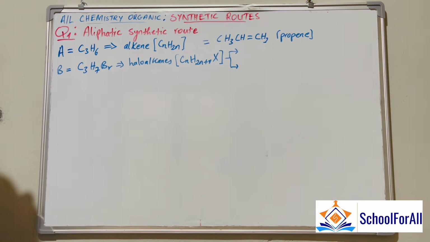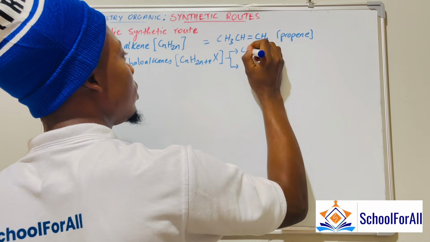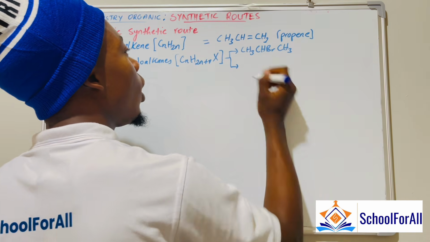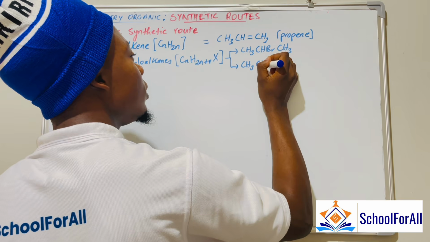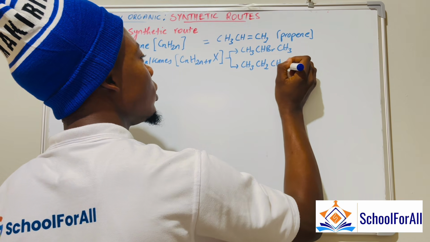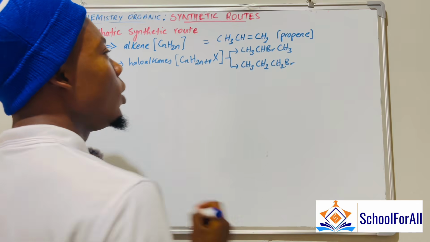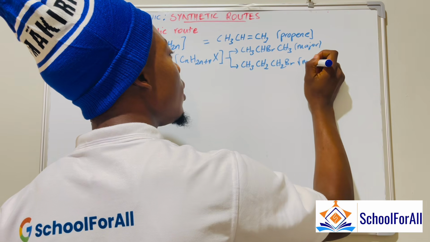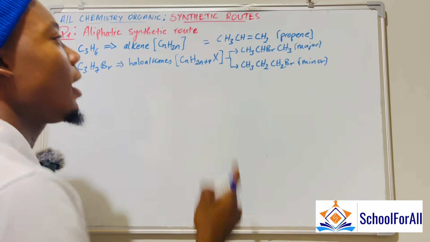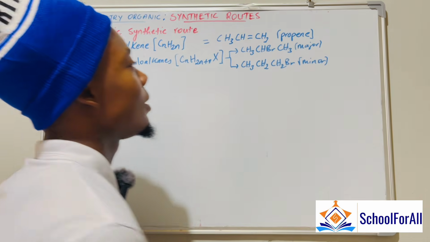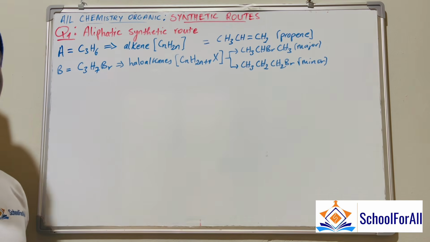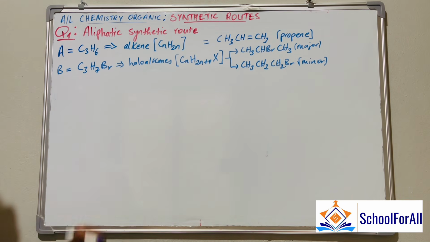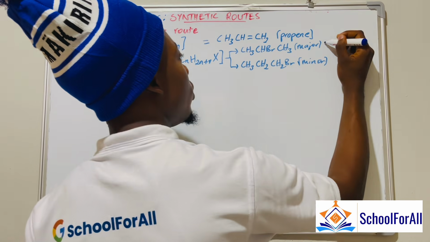Now, this haloalkane that we are seeing, coming from compound A, can have two possible structures. It can be CH3-CHBr-CH3, or it can be CH3-CH2-CH2Br, in which the first will be the major and the second will be the minor product. Why is the first one the major product? Because it respects Markovnikov's rule, which we stated earlier in our previous video. So in this case, we are going to choose the major product.